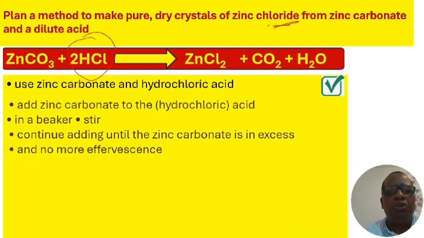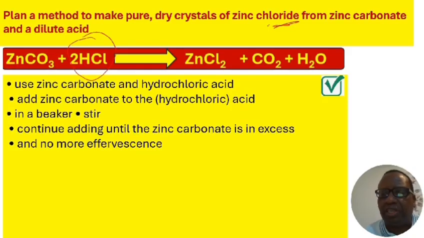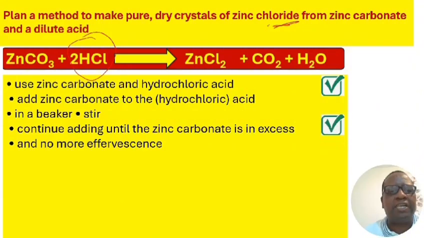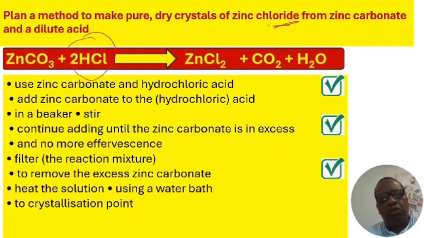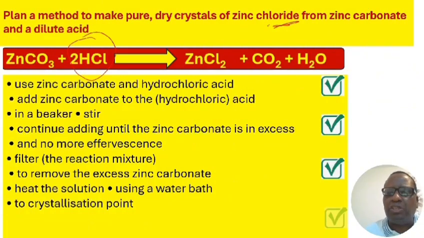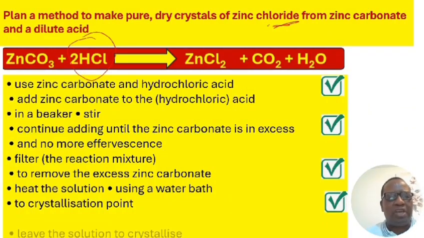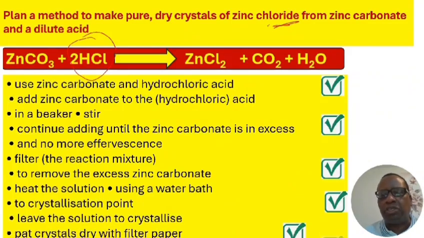You get a mark. Your second step, you know that always when we're doing this as a required practical, we add an excess of carbonate. And we add the carbonate until no more gas or bubbling or effervescence takes place. You get a mark. And you know that once you have the excess zinc carbonate, you need to filter it off. So if you mention those things, excess, filter, you will be getting marks. And after filtration, you are going to heat in a water bath. It doesn't matter how you're going to heat, an electric heater, a water bath, you still get a mark. And after all that is done, you leave the solution to crystallize.